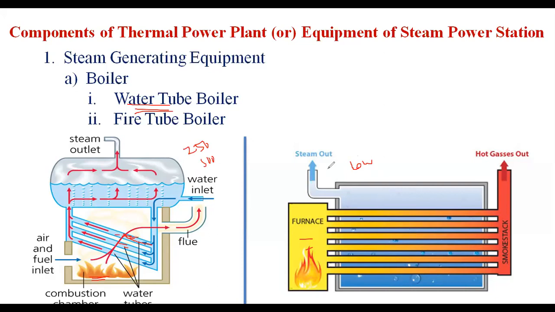But the fire tube boiler is not suitable for the large power plant. Maximum it can withstand up to 20 megawatts. We can go up to 50 to 60 megawatts. But the main drawback is that the fire is internally fired. Due to that, the steam production is very less.